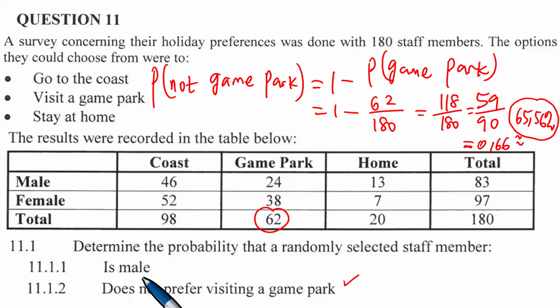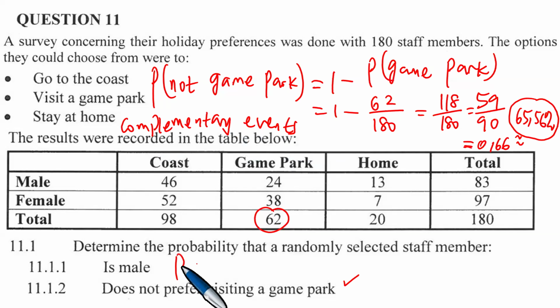But again, you see, it's not the only way to do the question. Because if you want to do the probability of not a game park, these are called complementary events. What are complementary events? Complementary events refer to the fact that the probability of not A is 1 minus the probability of A. A and not A are called complementary events.